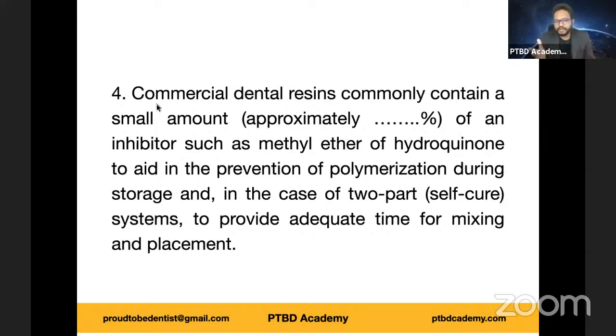Yes, it's very tough, but don't worry. It's not about the numerical in this particular question. We're talking about the inhibitor. You can at least take home this particular important point.